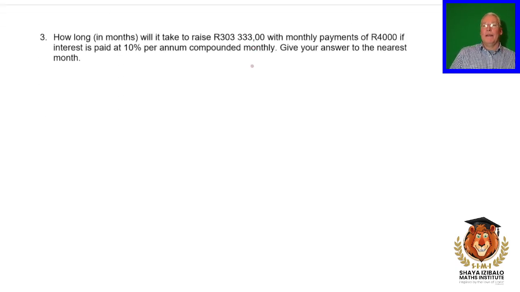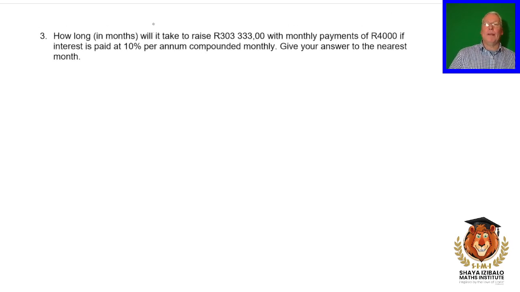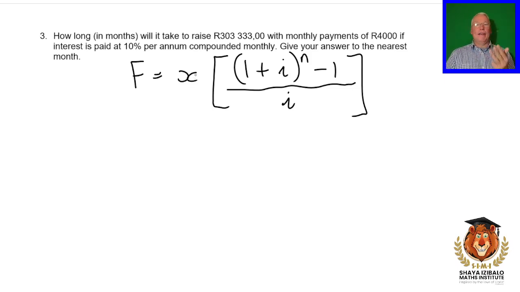Okay, right. Number 3, how long will it take to raise that amount with monthly payments of 4,000 Rand if interest is paid at that rate? I'm just going to write the formula down again. All right, here's the formula. F equals X, square brackets, 1 plus I to the N minus 1 over I. There are 4 variables in this formula. There's F, there's X, there's I, and there's N. And in this question, the one that we're looking for is N. How many monthly payments? All right, that's what we are wondering.